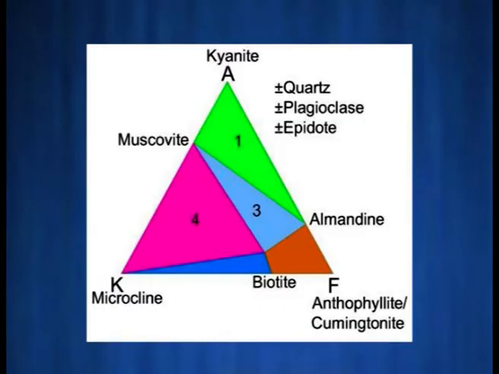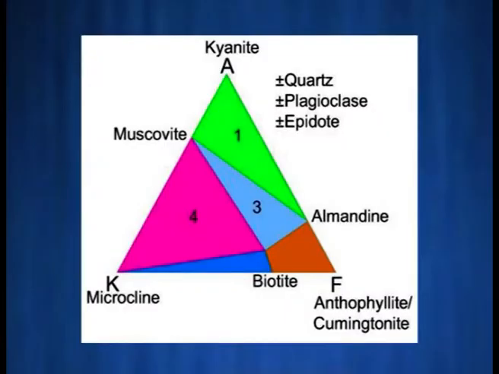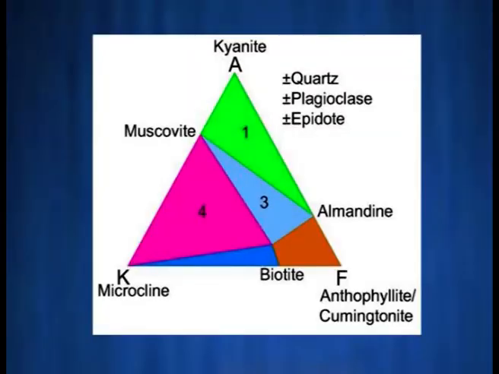Third is almandine, biotite, muscovite, microcline, plagioclase plus minus quartz, also known as almandine biotite schist. The fourth assemblage is kyanite, biotite, muscovite, microcline, plagioclase plus minus quartz, also known as kyanite biotite schist. Fifth assemblage is biotite, muscovite, microcline, plagioclase plus minus quartz, also known as biotite schist.